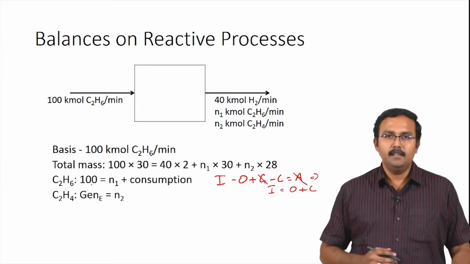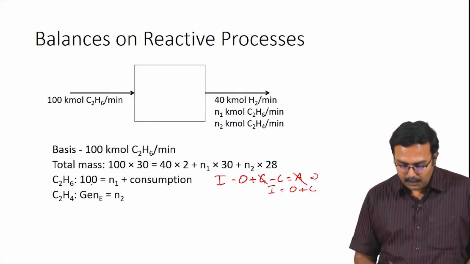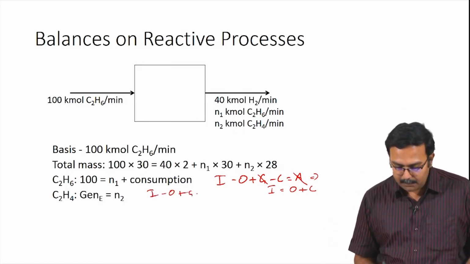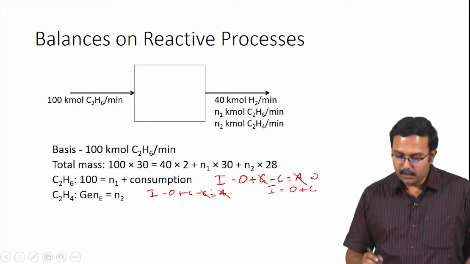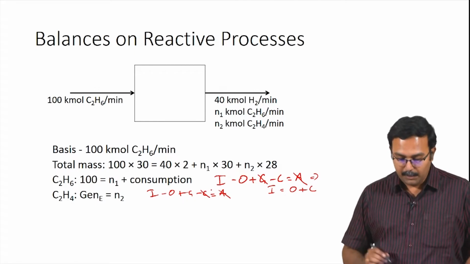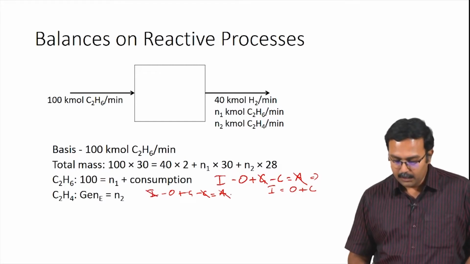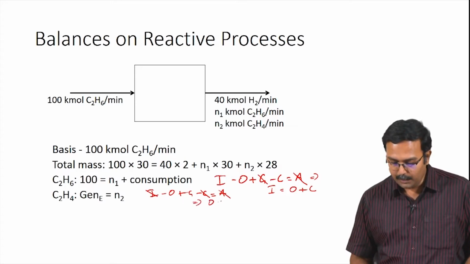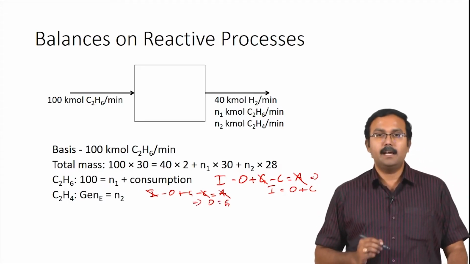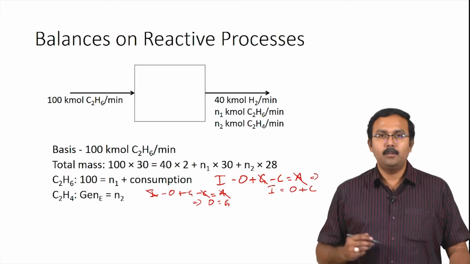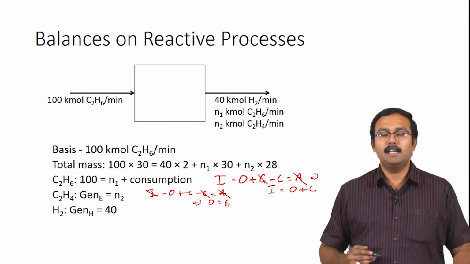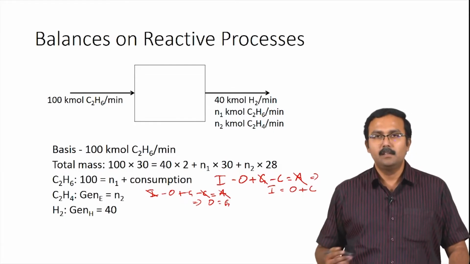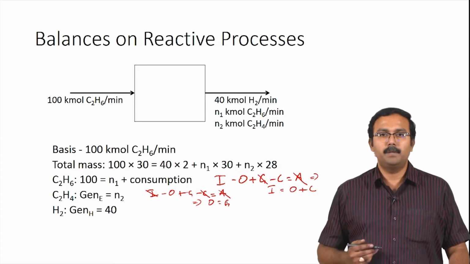For ethylene, the equation comes down to input minus output plus generation minus consumption equals accumulation, accumulation going to 0 because of steady state, and there is no consumption because this is a product which is only being produced. You do not have any input. This implies you have output equals generation, which is what we have written as generation equals N2, which is the output. Similarly, for hydrogen we can write the balance equation as generation equals output, which is 40 kilomoles per minute.